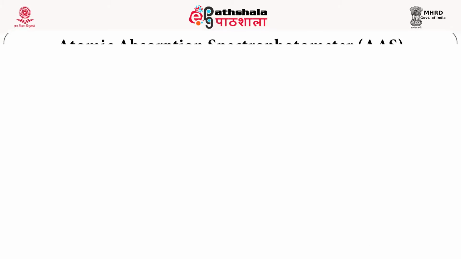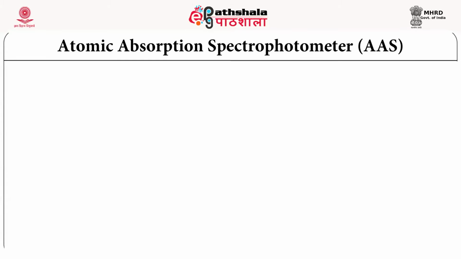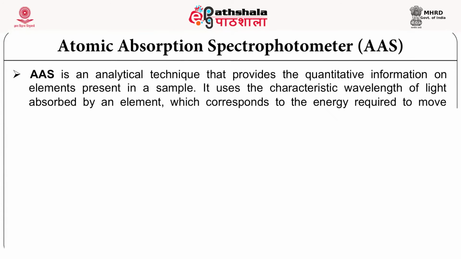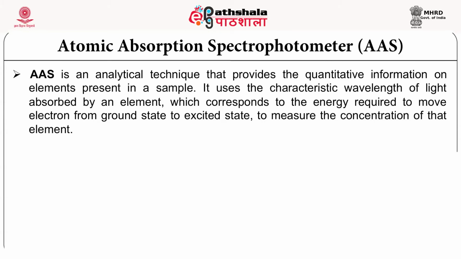Let us talk about the atomic absorption spectrophotometer, that is AAS. AAS is an analytical technique that provides quantitative information on elements present in a sample. It uses the characteristic wavelength of light absorbed by an element, which corresponds to the energy required to move an electron from ground state to excited state, to measure the concentration of that particular element.